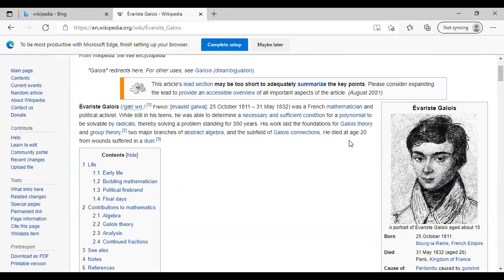So yeah, he was a French mathematician and political activist. While still in his teens, he was able to determine the necessary and sufficient condition for a polynomial to be solvable by radicals, thereby solving a problem standing for 350 years. So this teenager was able to solve stuff that the greatest minds in history couldn't figure out for 350 years.